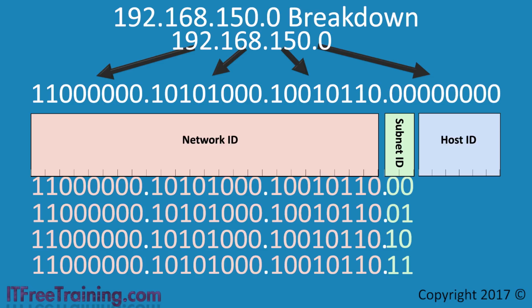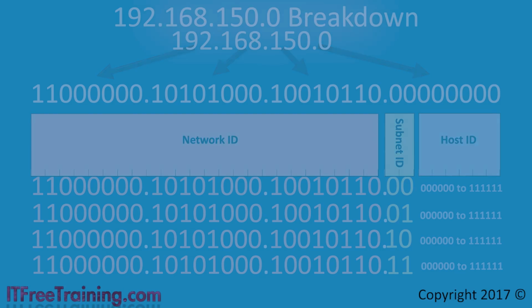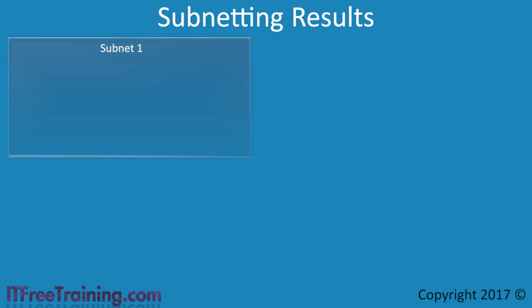The last part is the host ID. This can range from all bits 0 to all bits 1. All the hard work is done. I will now have a closer look at each network. First of all, I will look at the first subnet.